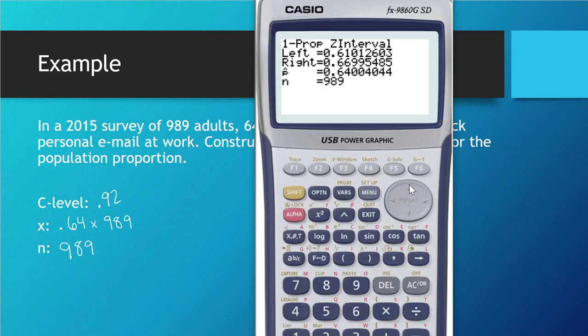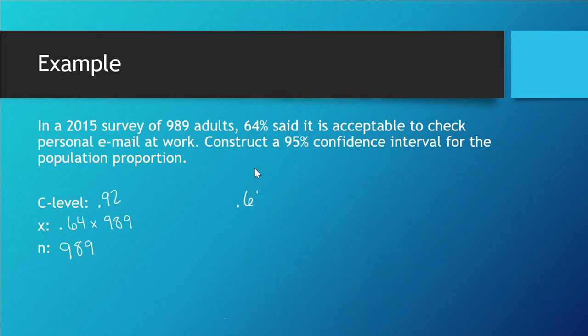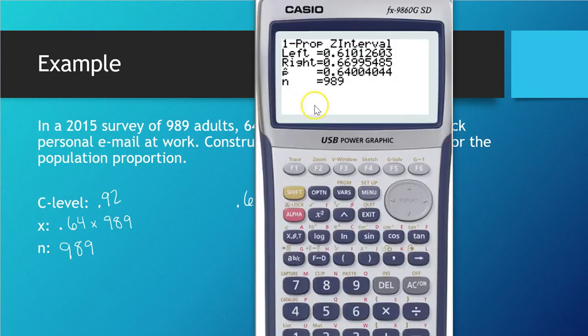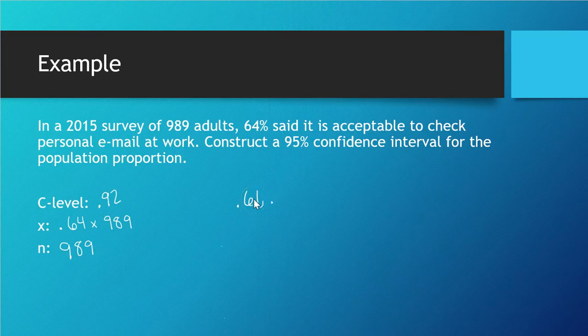And then it gives me the sides of my interval just like before. So 0.61, or 61%, to, and this I would round to 0.67. Okay, so 0.61 to 0.67, that is my 95% confidence interval.